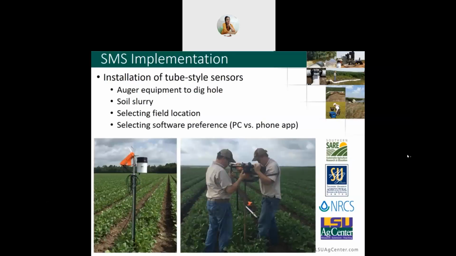The tube style sensors have a little different list of requirements when you're working on them, but a lot of them are the same. You may still need to create a soil slurry. Some tube sensors don't need that, some do. You may need specialized equipment to install those sensors. You still need to select a good field location and then also consider the software associated with that sensor and what works best for you.